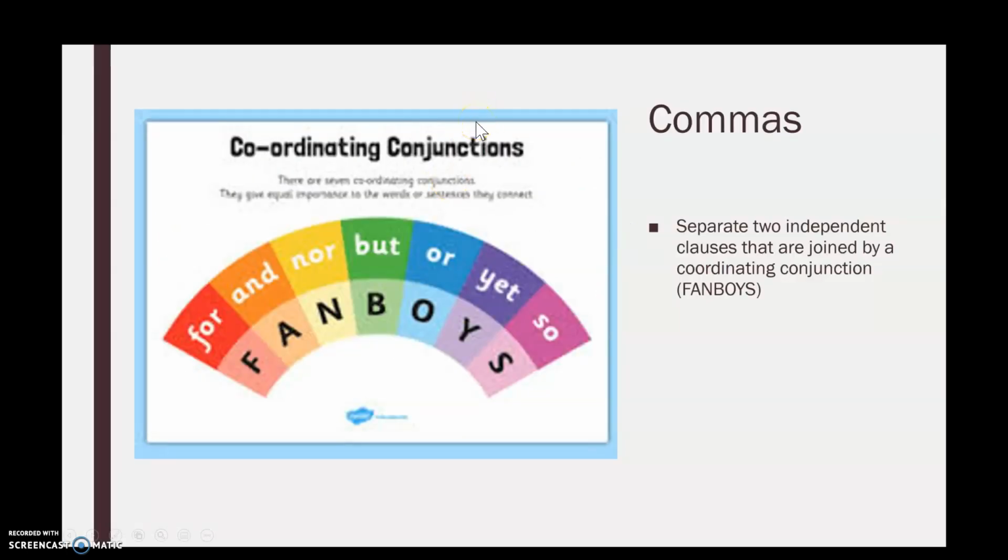Commas also separate two independent clauses that are joined by coordinating conjunctions, which I refer to often as the FANBOYS, because they spell FANBOYS. For, and, nor, but, or, yet, and so. If you have two independent clauses that are separated by one of those seven words, you need a comma before the coordinating conjunction, before the FANBOY. If you have two independent clauses that are separated by basically any other word, you do not need a comma.